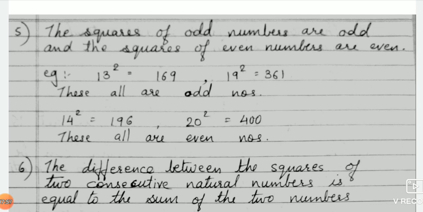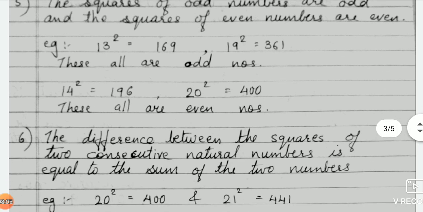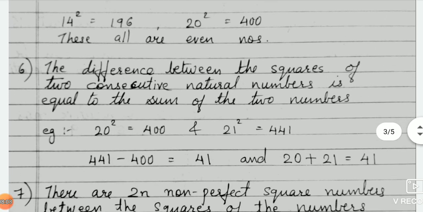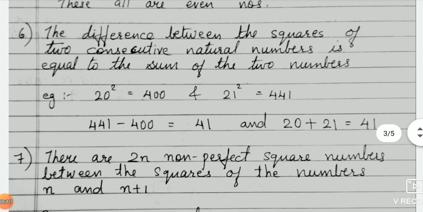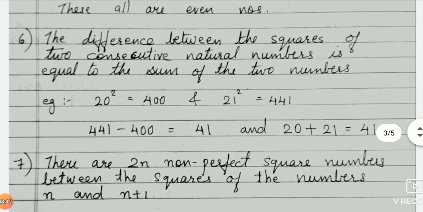So the square of an odd number will always be odd, and the square of an even number will always be an even number. Our next property is property number 6, that is, the difference between the squares of two consecutive natural numbers is equal to the sum of those two numbers.